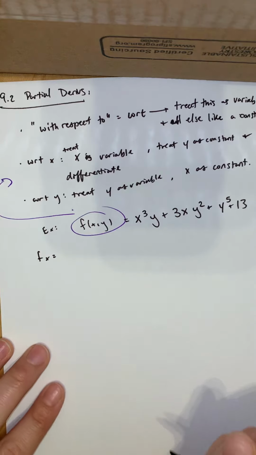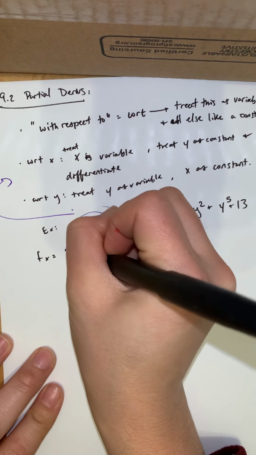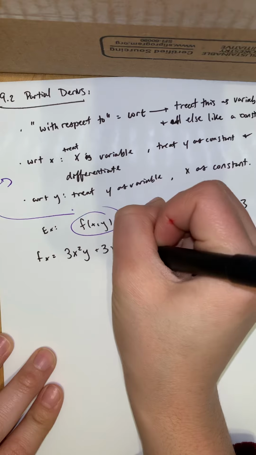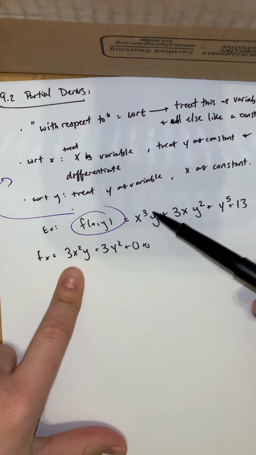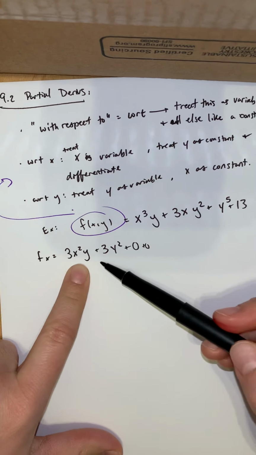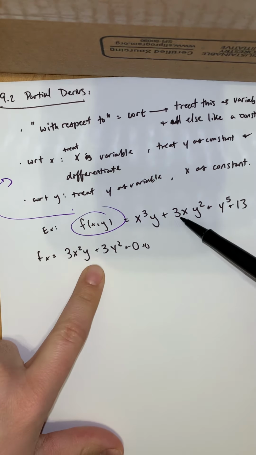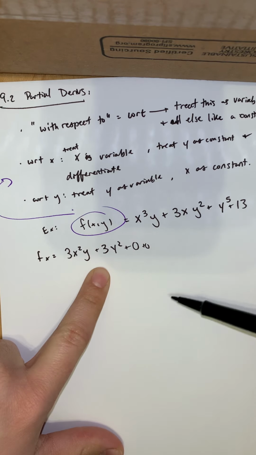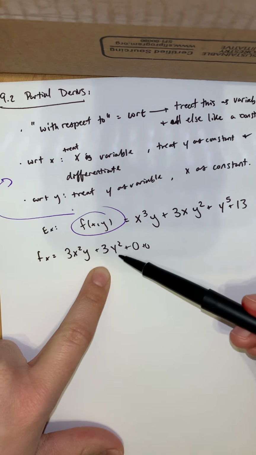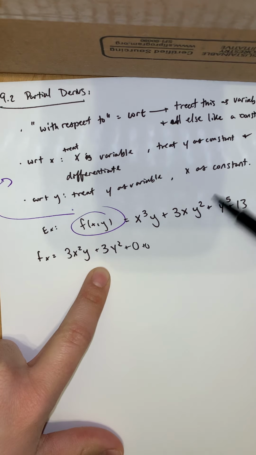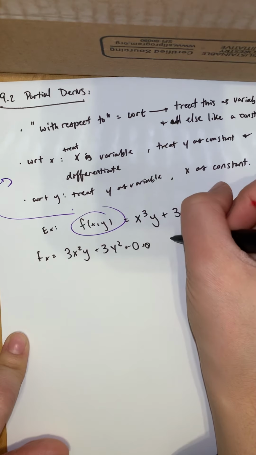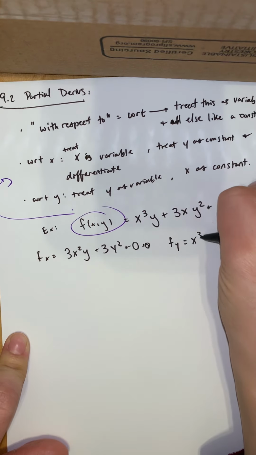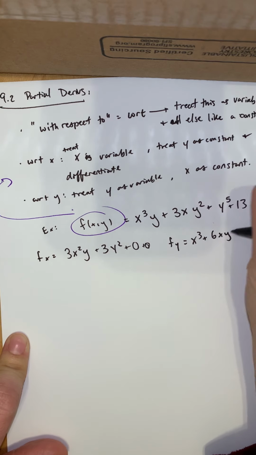Here, the derivative with respect to x is just going to be 3x squared y plus 3y squared plus 0 plus 0. Notice, I took the derivative of this guy, 3x squared y; y is just a constant, so it's just along for the ride. The derivative of 3xy squared: that x goes down to 1, so I just have 3 times y squared. And since both of these are constants, their derivatives are 0. Similarly, f sub y is going to be x cubed plus 6xy plus 5y to the 4th, and again plus 0 for this 13.